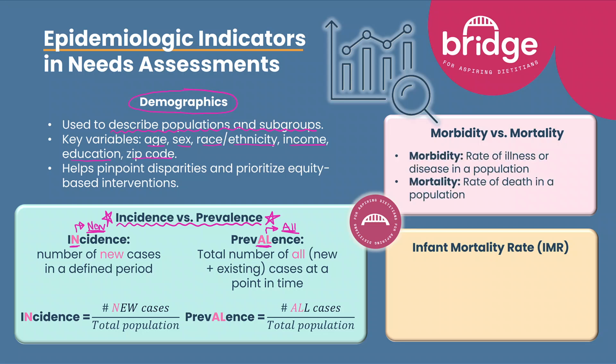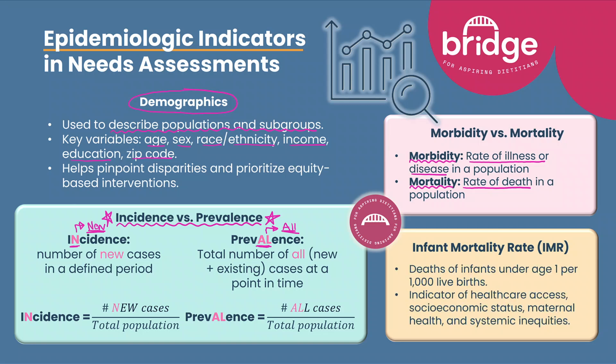Next, we have morbidity and mortality. Morbidity is the rate of disease, the number of people with a condition per population. And mortality is the rate of death, the number of deaths per population. Infant mortality rate, specifically, measures deaths under age 1 per 1,000 live births. These ratios standardize health data, allowing us to compare populations and identify trends.